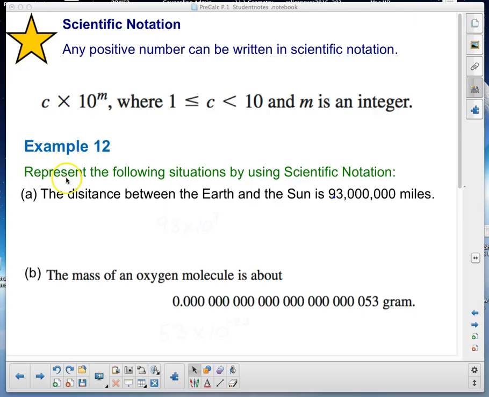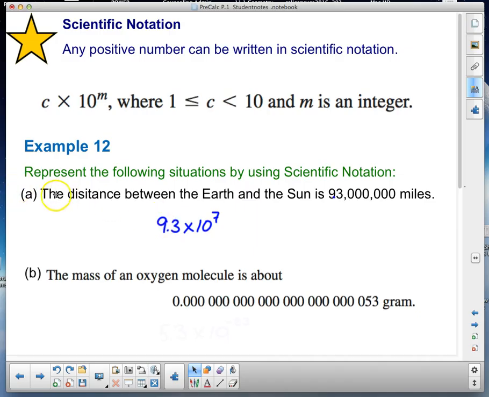Let's look at example 12. Represent the following situations by using scientific notation. The distance between Earth and the Sun is 93 million miles. Well, make this a number between 1 and 10, 9.3. How many places do I need to move that decimal to make it 93 million? 1, 2, 3, 4, 5, 6, 7. So I've got 9.3 times 10 to the 7th.